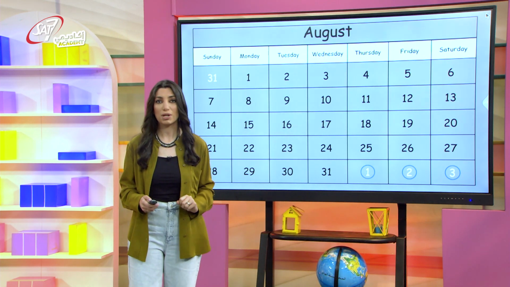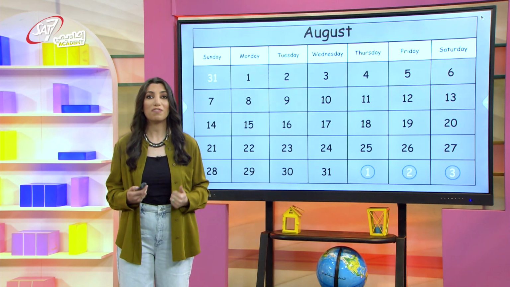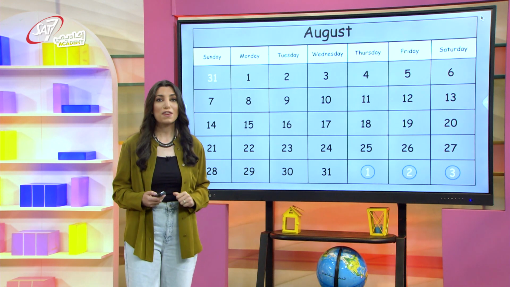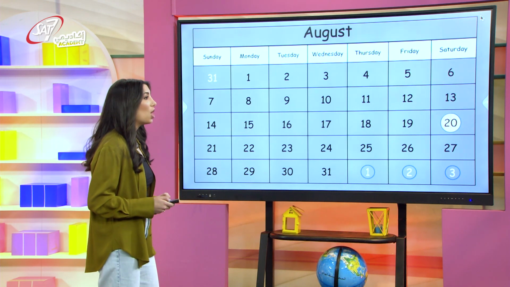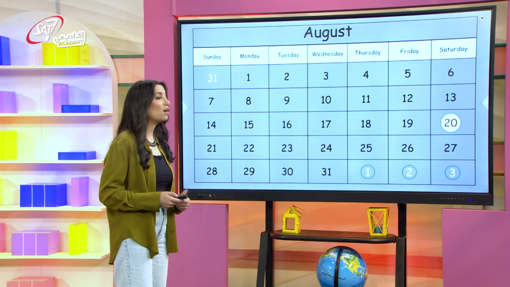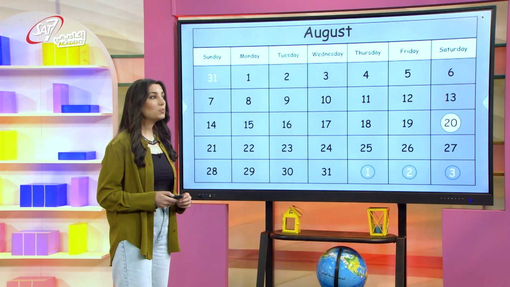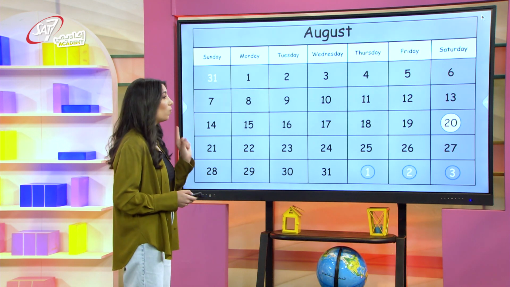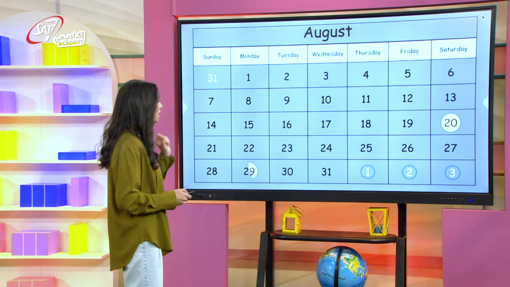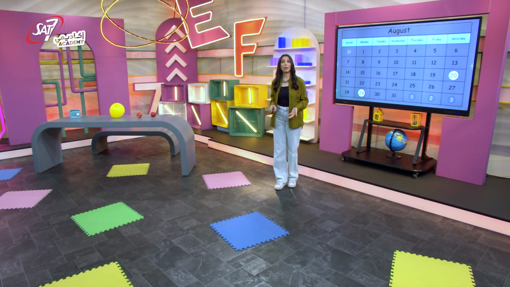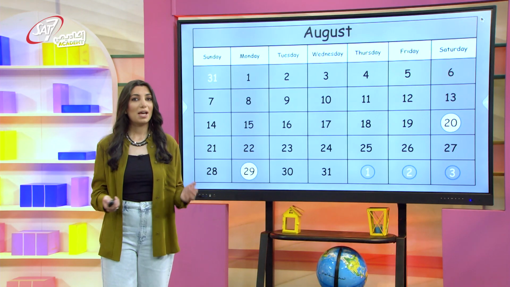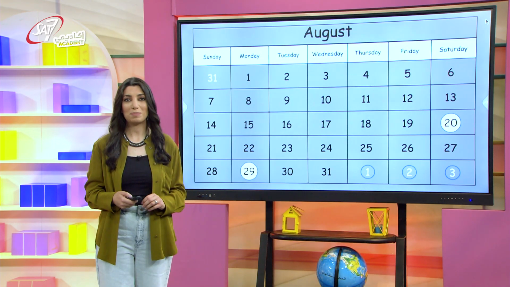There is a book fair on the 3rd Saturday of this month. Which date is the book fair? Search for the 3rd Saturday. The book fair will take place on Saturday, the 20th of August. What would be the date 1 week after Monday, the 29th? A week after that Monday would also be a Monday, but in September. Monday, the 5th of September.